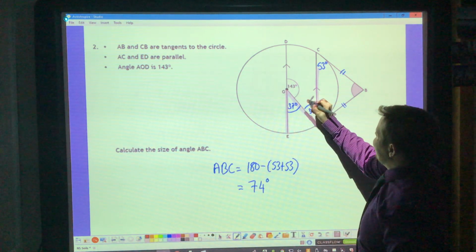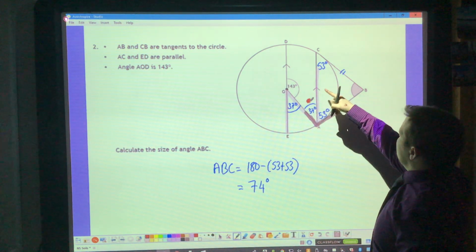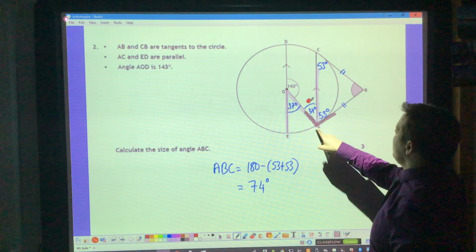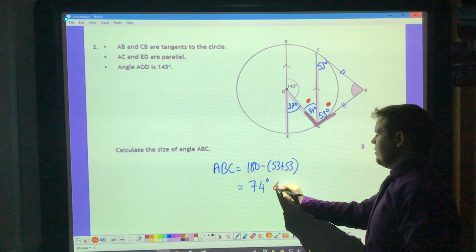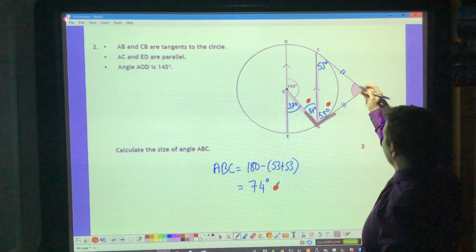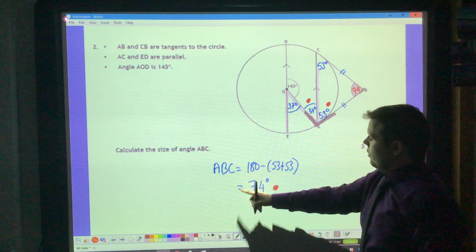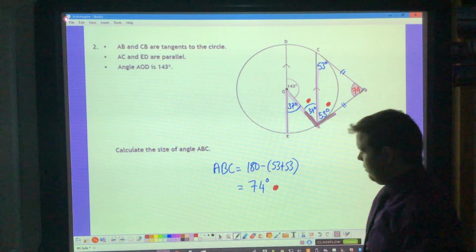Okay, just check the answers. 1 mark for the 37, it must be there, or written down as OAC. Second mark is for that angle, and the third mark is for that stated either in the diagram like that, or written with ABC. Right, question number 3.